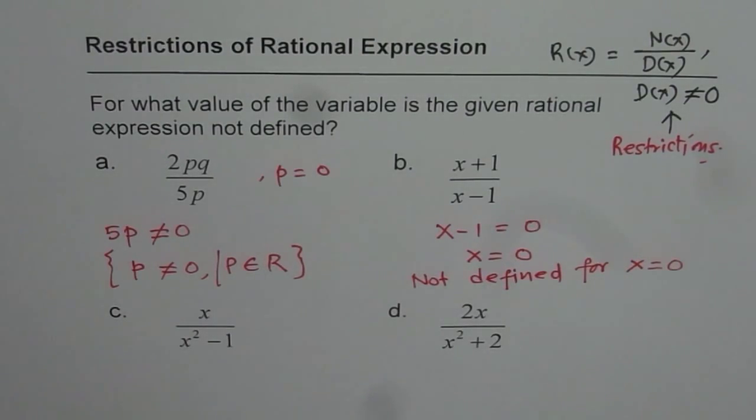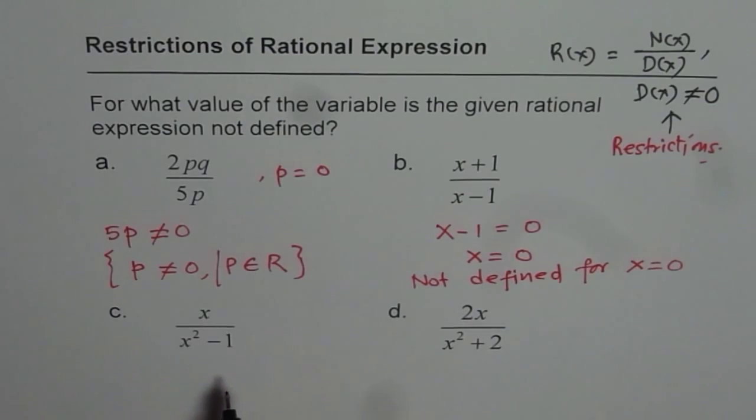So basically you need to equate the denominator to 0 to figure out the values for which the given expression is not defined. Let's do it for this one, x over x squared minus 1. I'd like you to pause the video, write down this answer, and 2x over x squared plus 2. Also find the answer for this one, and then look into my suggestion.